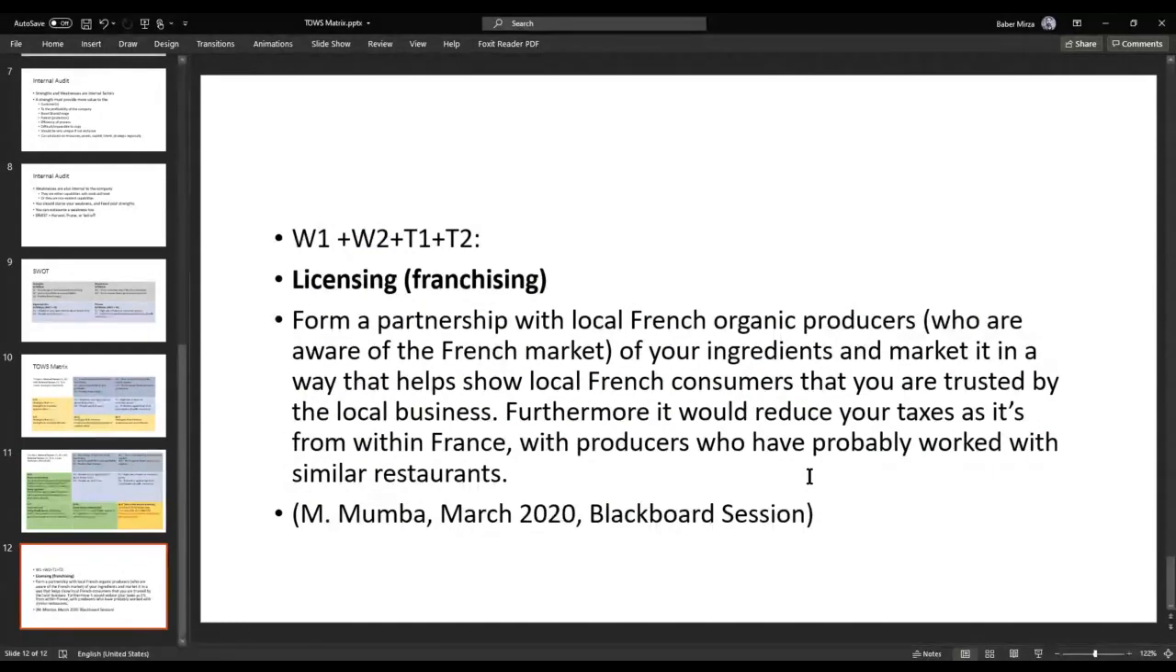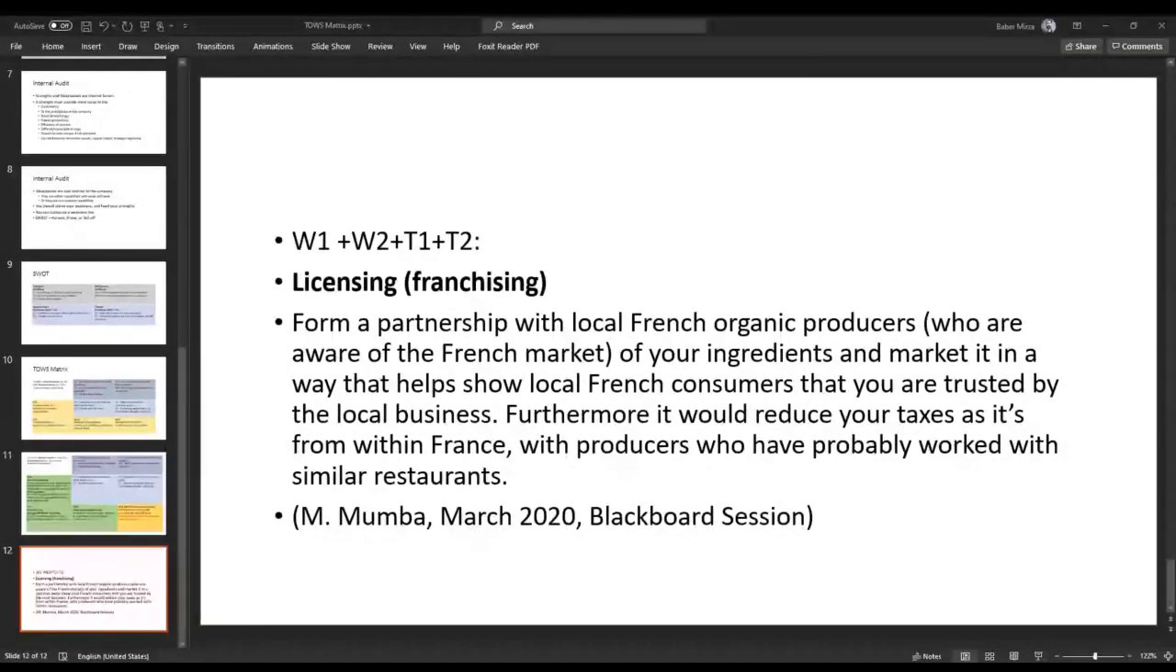So Maria combined two weaknesses and both the threats. And she said, form a partnership with local French organic producers who are aware of the French market. Very good. You're not aware of the French market. So go to those licensees or franchisees who have market awareness of the customer, of the suppliers, distributors, retailers, and region-wise. Offer your ingredients and market in a way that helps your local French consumer and that you're trusted by the local business. Furthermore, it will reduce your taxes since it's from within France. Very good. Tax reduction too. So it's an overall strategy with producers who have probably worked with similar restaurants.